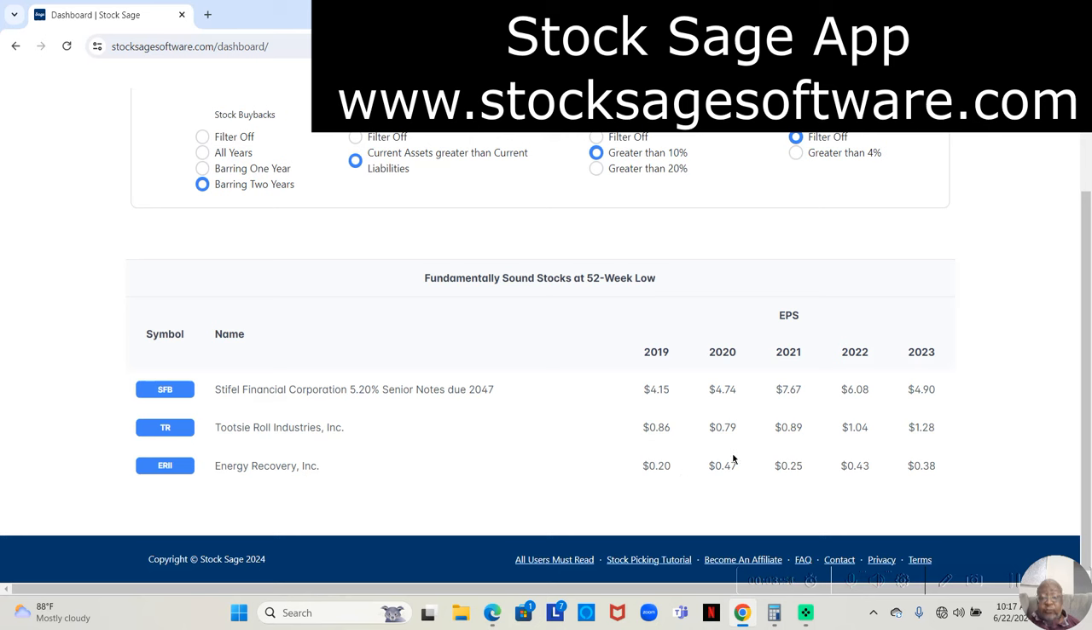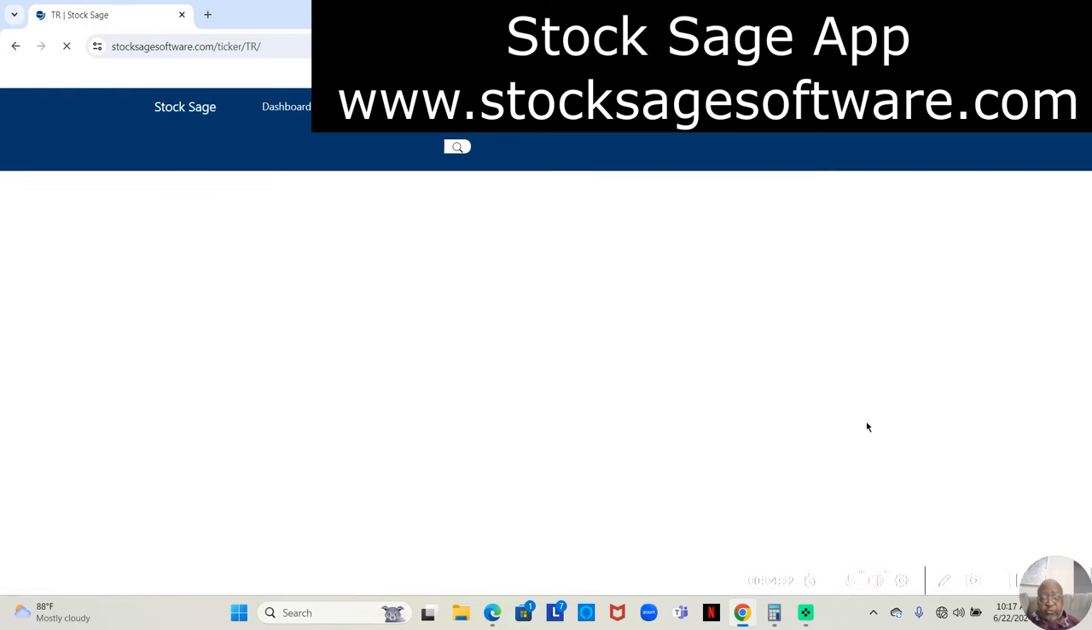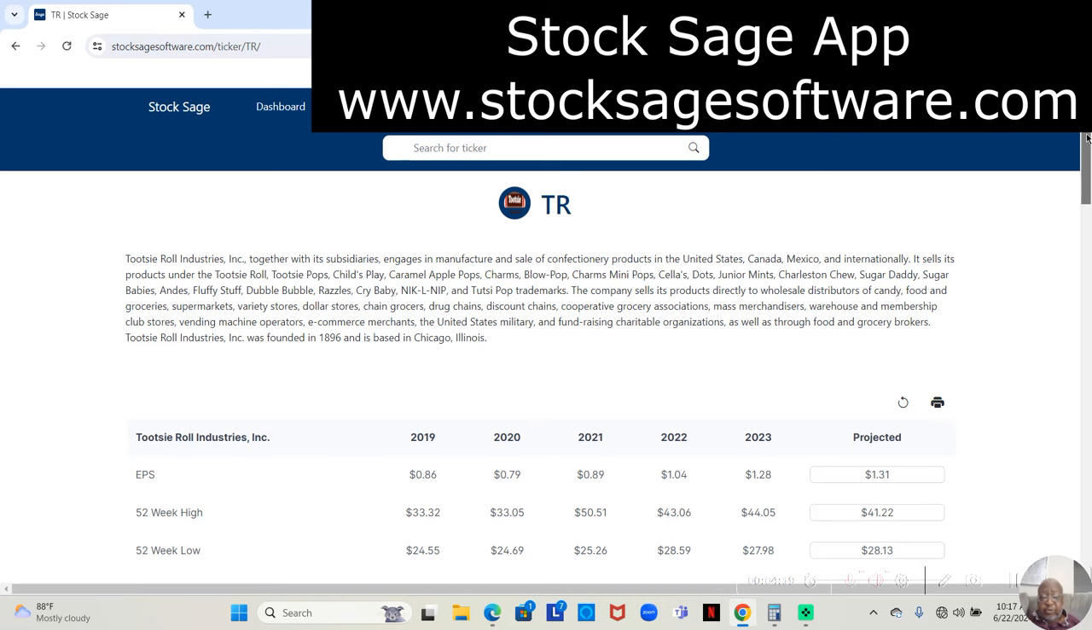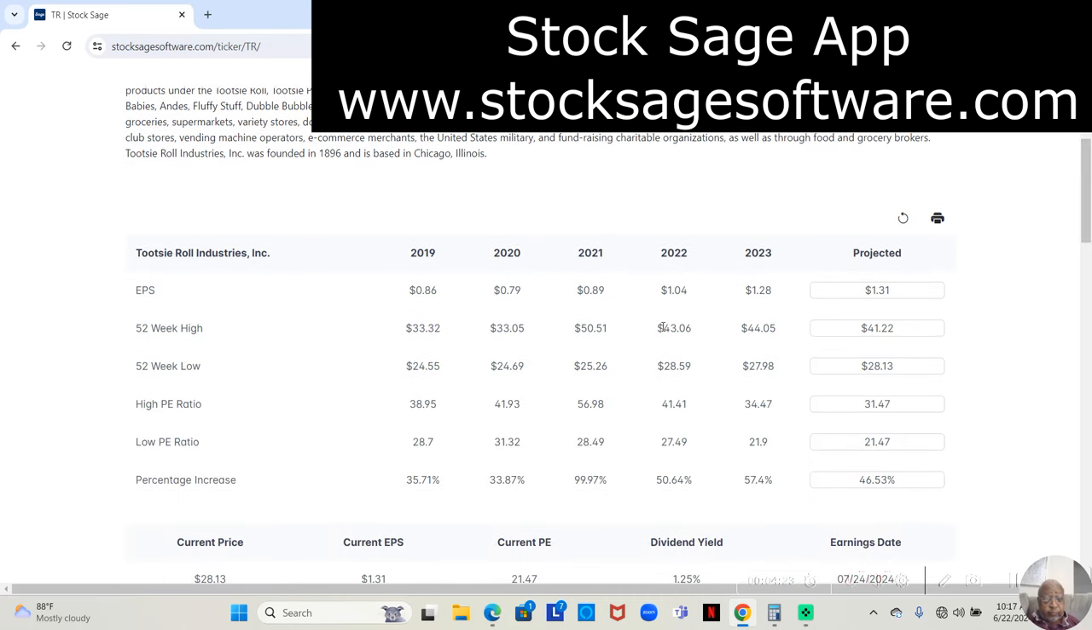Actually, Tootsie Roll is probably the closest. And if we look at Tootsie Roll, let's see how it's done over the last 5 years. $24 to 33, 24 to 33, 25 to 50, 28 to 43. It's increasing a little. 27 to 44. So that's growth. It's increasing a little, but not much.